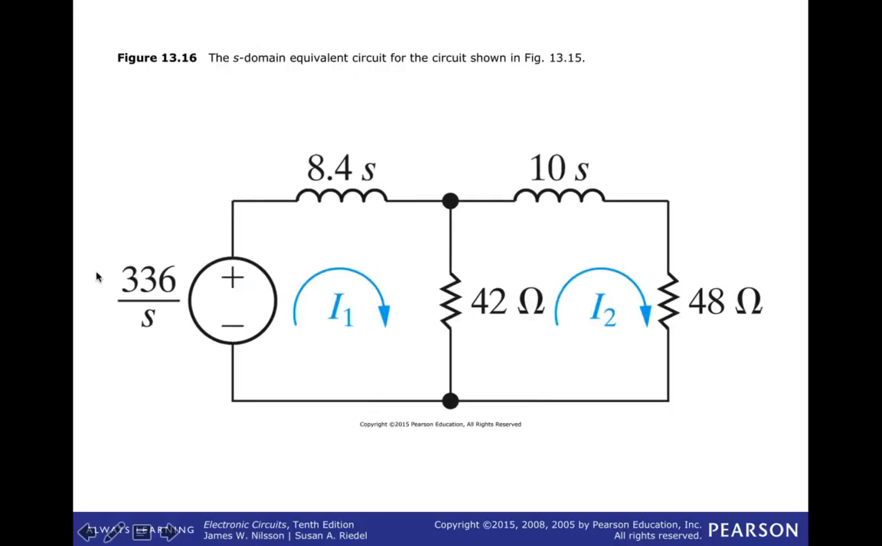The 336 voltage source is switched on at t equals 0. So the result is that that voltage source becomes 336 over s. The inductive impedance becomes sL, or 8.4s and 10s here. The resistances transfer over exactly the same, and the currents now become functions of s. It would be possible, we're not going to do it here yet, to write some mesh equations for these two meshes. And then the only difference is that when you solve for I1 and I2, they're functions of s, not numbers. So that would be the difference between a Laplace type circuit and a DC circuit.